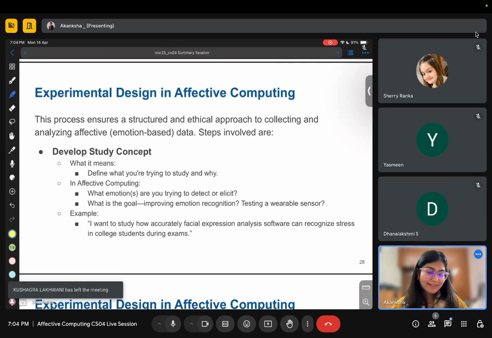Okay. So how to design the experiments in affective computing. Firstly, you want to develop a study concept. ठीक है. आपको क्या बनाना है, like what do you want to capture. Let's say I show you a video and you want to find out how your emotions are changing. So there was a project when I was in my first year.